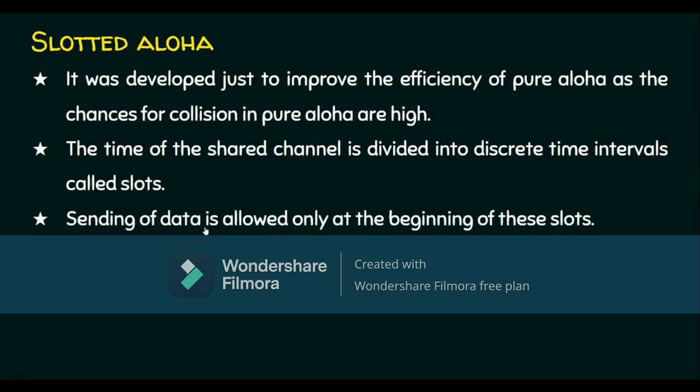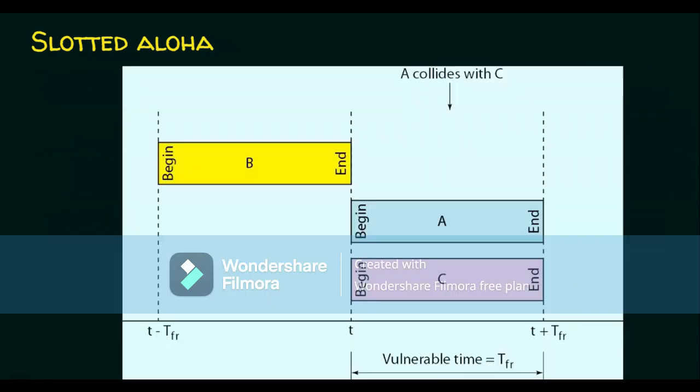The sending of data is allowed only at the beginning of these time slots. Suppose the entire channel time is divided into 6 time slots, the sending of data can happen only in the beginning of the time slot, maybe in time slot 1 or 2 or 3 or up to 6. The important point to note here in Slotted Aloha is the sending process can happen only at the beginning of these time slots. Let's see it with an example.